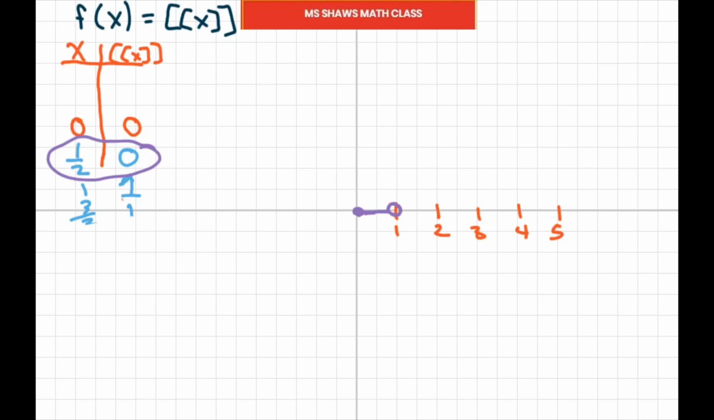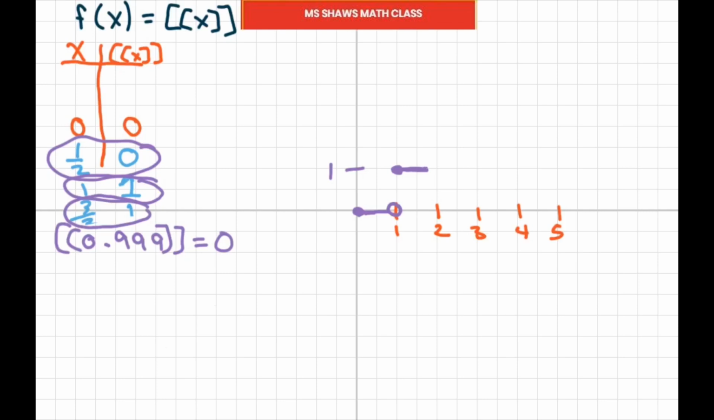That means 0.999. If I did 0.999, the greatest integer of that is going to equal 0. All right? Now, once we get to 1, though, that maps to 1. But all these fractional pieces in here, like 3/2 here, that's going to stay at 1. Everything stays at 1 until we hit 2. Once we hit 2, that jumps up to 2.